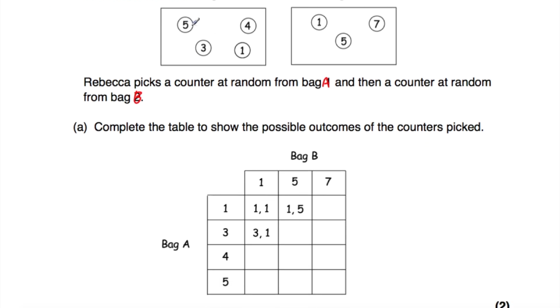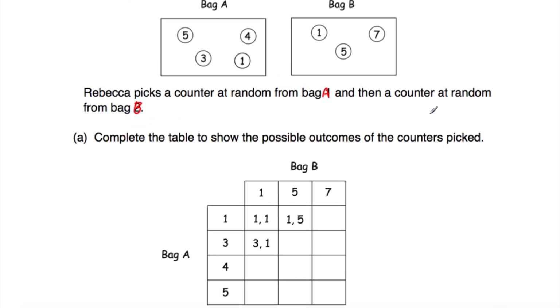So for instance, she could pick from bag A, I'll just scroll up a bit here. In bag A, she could pick a counter 1, and then from bag B, the counter 1. Or the counter 1 from bag A and the counter 5 from bag B. Or a 1 from bag A and a 7 from bag B. She could pick a 3 from bag A and a 1 from bag B, a 3 from bag A and a 5 from bag B, or a 3 from bag A and a 7 from bag B.